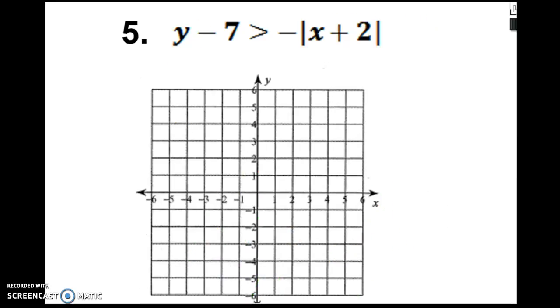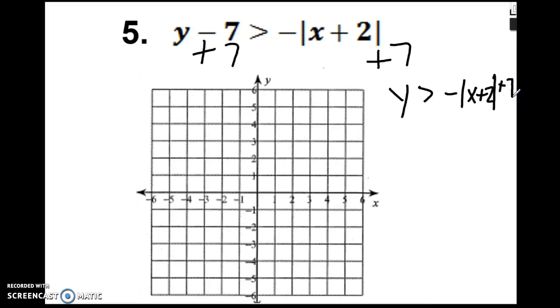Okay, now we're going to look at this second example. And if you notice what's weird about this second example right off the bat, is there's a number over here on this side, and we don't really want that number on this side, so let's move it over. Add 7, add 7. So my new absolute value equation will be y is greater than negative absolute value of x plus 2, plus 7. Okay, so we got that equation.